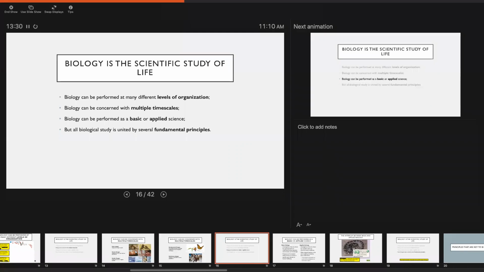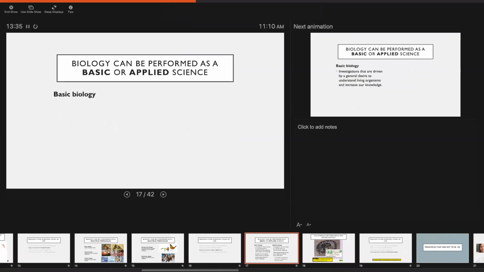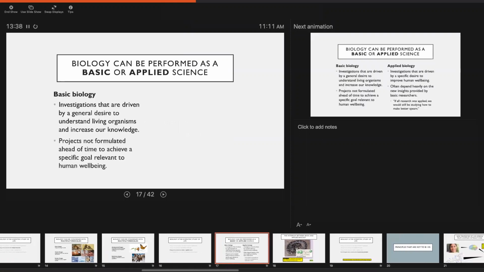Next up, we have biology being able to be performed as a basic or as an applied science. What this means is you can study biology just for its own sake. So biology can be studied like just studying animals directly, for example, or studying chemical processes directly. There's no goal in terms of how this impacts humans. It's just an interest in the science. These are driven by a general desire to just know more about the thing you're studying. You just want to know more about it. That's all basic biology is.